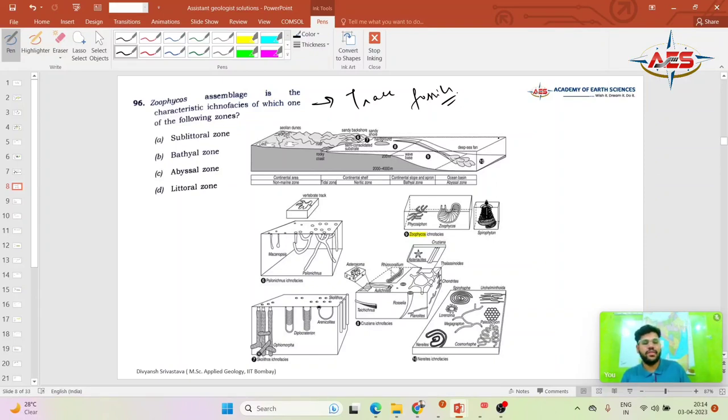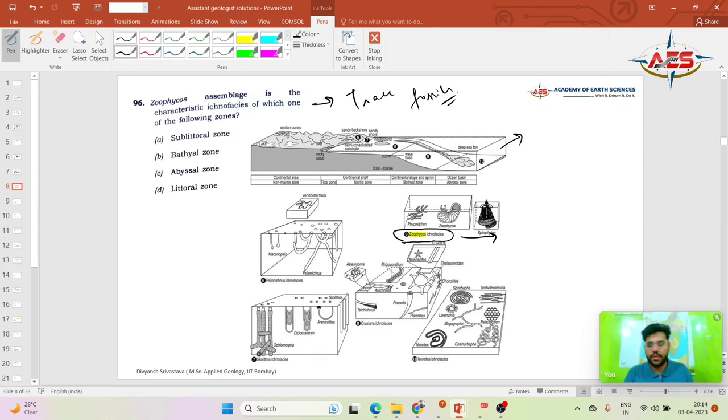So I have taken this data from a book called Collinson. This is a very good book for sedimentary structures. And you can see this Zoophycos ichnofacies. Where do you get this? So Zoophycos ichnofacies. So these traces are being formed by a polychaete. It is an annelid. Okay. And because of its locomotion, these traces, you can say trails, are formed.